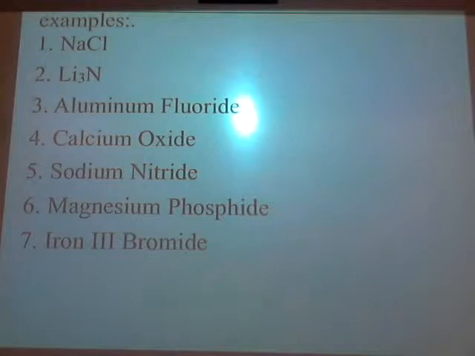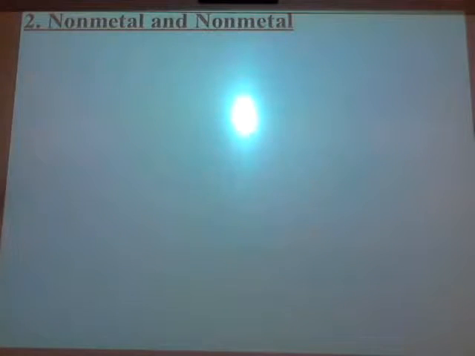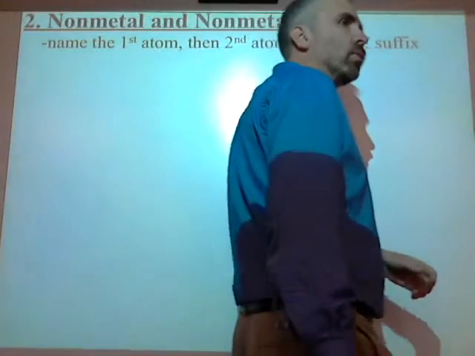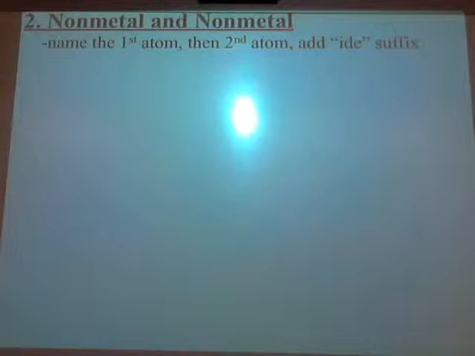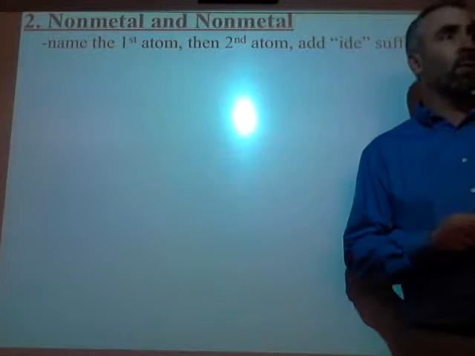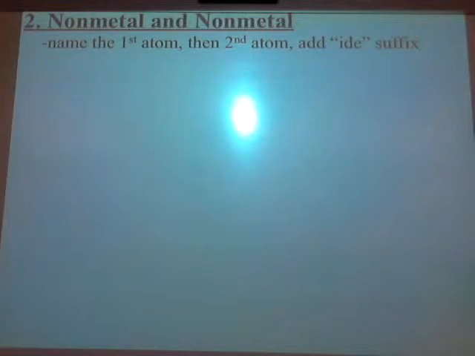Now, the second type are when you have 2 non-metals together. And these, you can look at it one way, they're actually easier than the other ones, and in the other way, they're a little bit harder. Look at that explanation of what to do. Kind of sounds like what you just did, doesn't it? Name the first element, name the second element, then add IDE. It's exactly what you got done doing a minute ago. We have one more thing to add to that little statement, though.